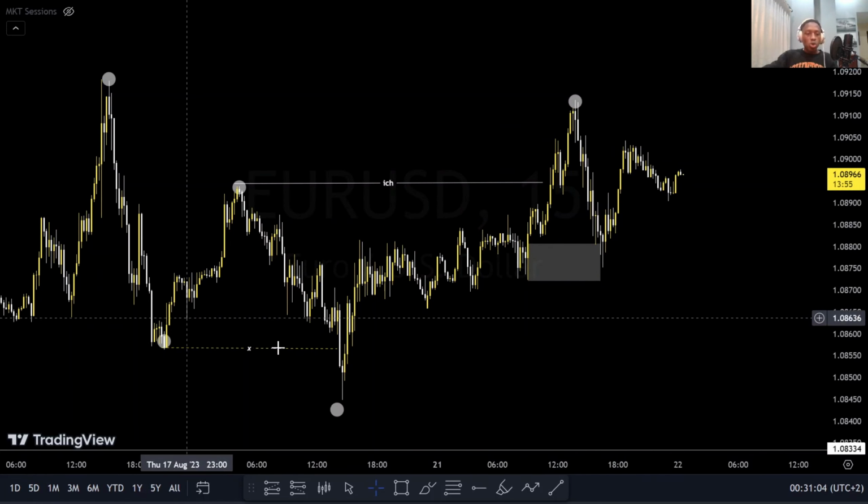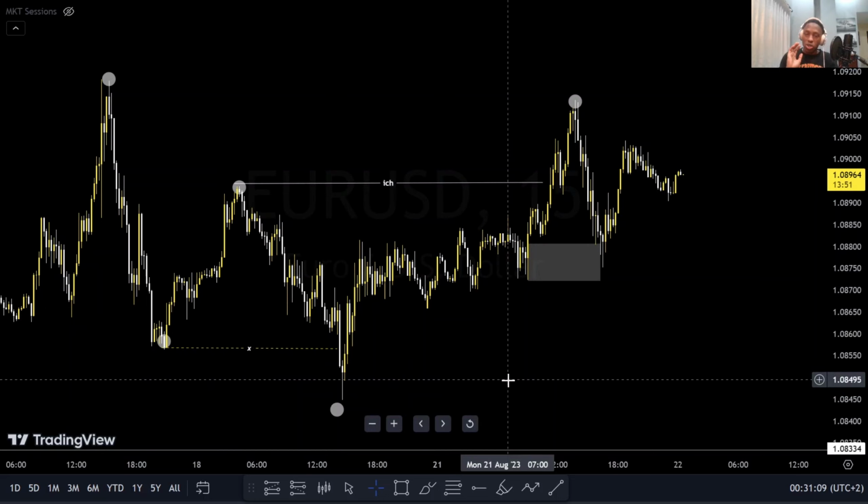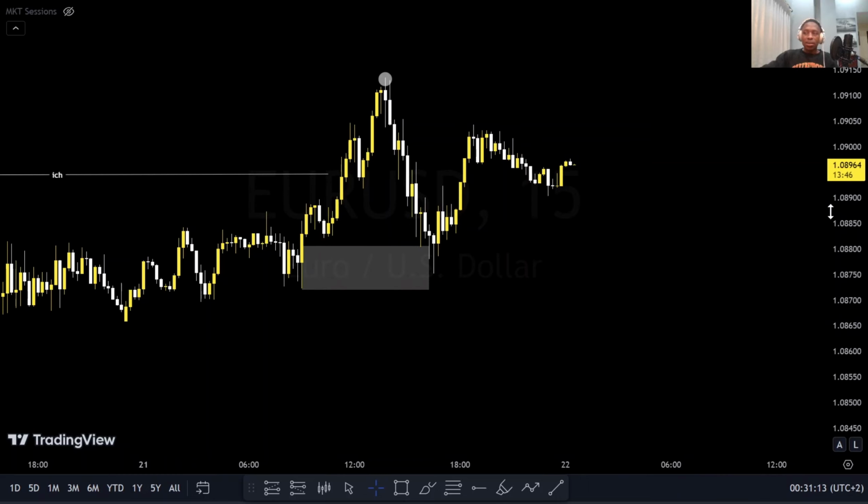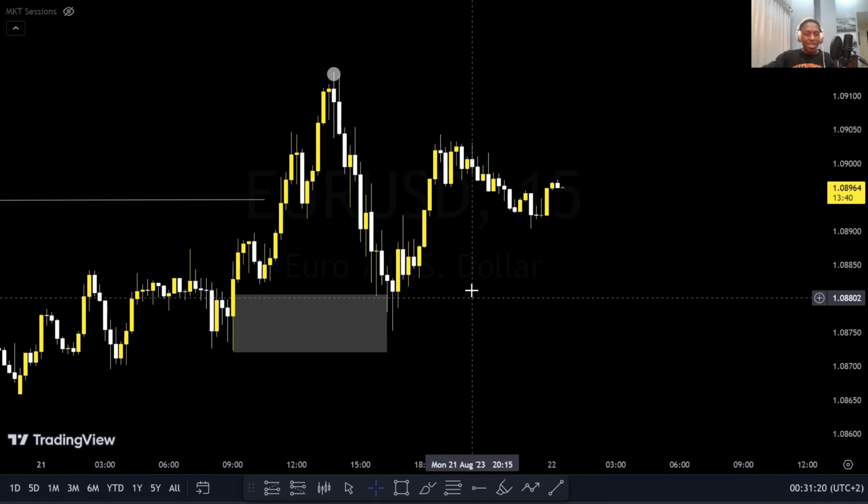Because automatically, I could have marked that this is an internal change of structure. Like, there's so much confusion. But once you mark out the highs, then you already know, okay, cool, this is what I'm focusing on, right? So price has mitigated already this order block, right? And it continued to move higher. So it moved very impulsively. So this is a good sign, right?